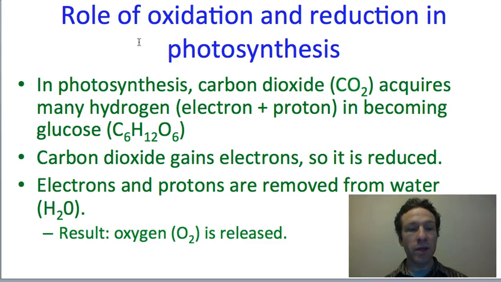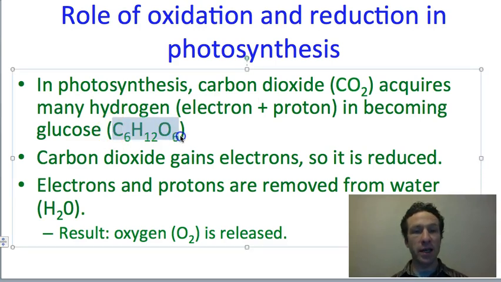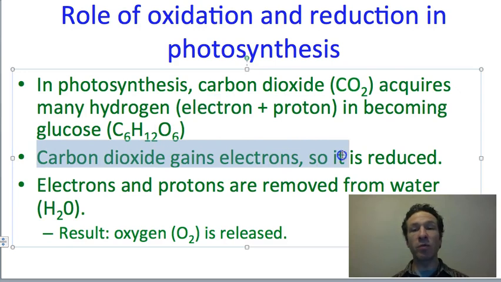We're going to talk a little bit now about the role of oxidation and reduction in photosynthetic reactions. So in photosynthesis, remember that carbon dioxide, CO2, is going to be acquiring many hydrogens in the process of forming C6H12O6. You can see there's 12 hydrogens here. Also remember that the hydrogen is just an electron plus a proton. That means that during the process of photosynthesis, carbon dioxide will be gaining electrons, and therefore it is being reduced.